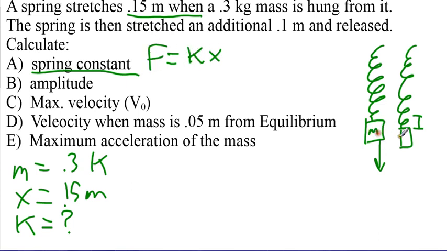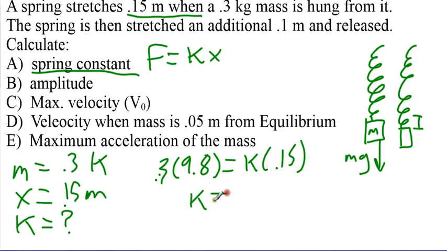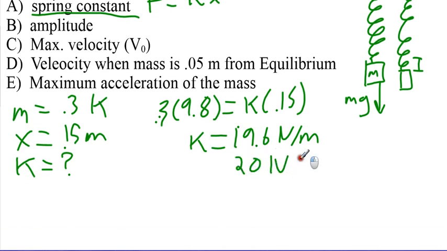In this case, if we have a block with mass m, the force in newtons is going to be the weight, the gravitational force. And so in this case, we can do 0.3 times 9.8 is equal to k times 0.15, which gives us a k value of 19.6 newtons per meter. And if we use our significant digits, this should be rounded to 20 newtons per meter. There we go. So that's for part A.